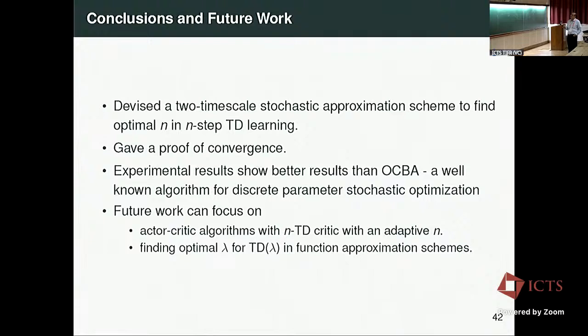Okay, so to conclude, essentially what we did was to devise a 2-time scale stochastic approximation scheme in order to find an optimal n. Then we gave a proof of convergence, and our experimental results show better performance than OCBA. Of course, one needs to try more recent algorithms. I think somebody pointed out earlier that in the bandit literature there are many more algorithms, which we haven't looked at. So how it performs in comparison, we still have to figure out. As future work, one can look at actor critic algorithms, wherein you use an n-step TD critic with an adaptive n and an actor on top of it, or look at an optimal lambda in TD lambda kind of function, where you use function approximation based schemes. I think I'll stop here and be happy to take questions.